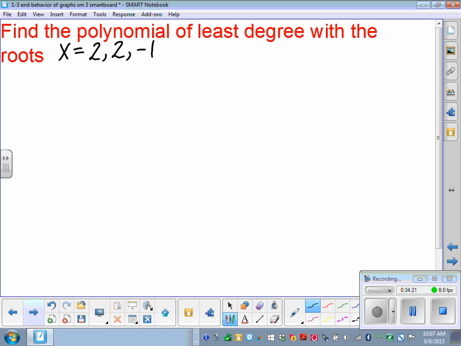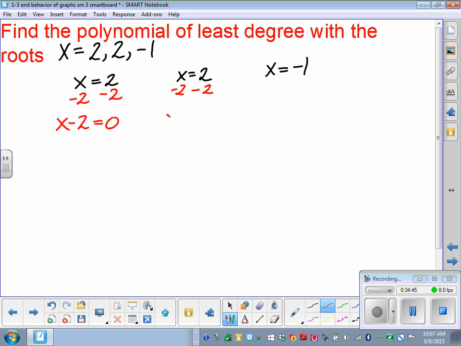So I'm going to rewrite that a little bit prettier so I can just work backwards. So I have x is equal to 2. I also have x is equal to 2. And I also have x is equal to negative 1. I'm going to split it up so I can work backwards the way I did in that last example. So now to get this set equal to 0, I'm going to subtract 2 from both sides. So on the left, I have x minus 2 is equal to 0. Does everybody see what I did there? Subtract 2 from both sides.